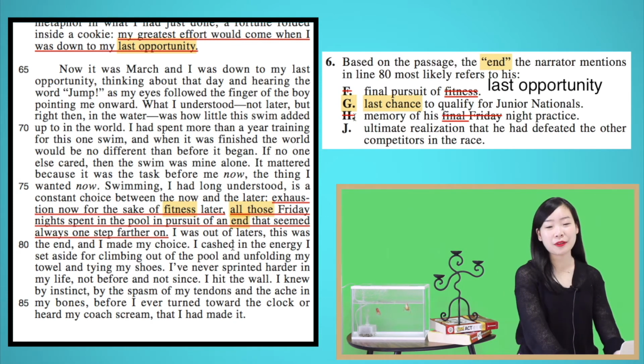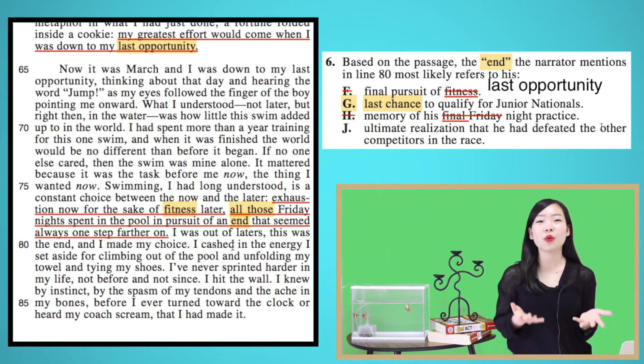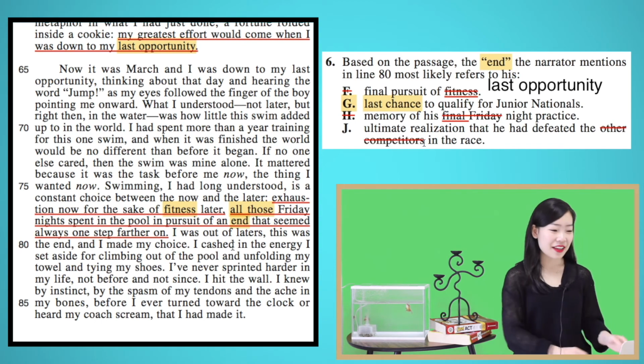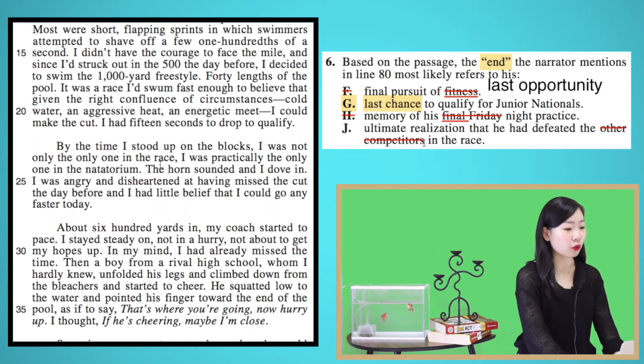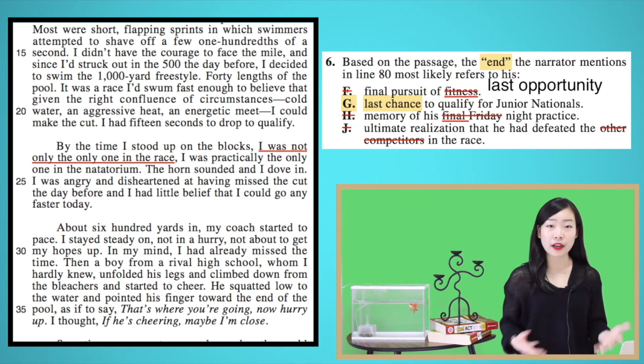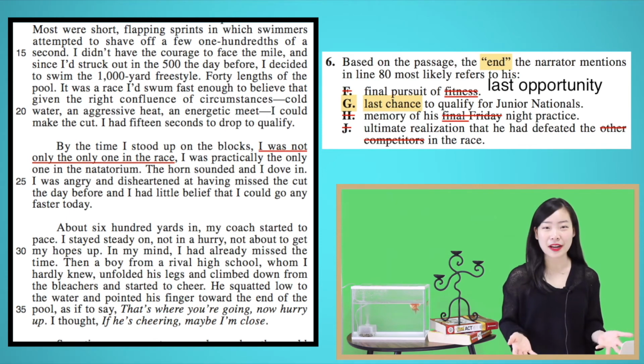J also isn't the right answer because he was actually the only one in the race. If you go back to paragraph 2, it says, "I was not only the only one in the race." So let's cross out J. Even if you didn't catch this detail because of speed reading, he never mentioned his surroundings or competitors. So J can't be right.